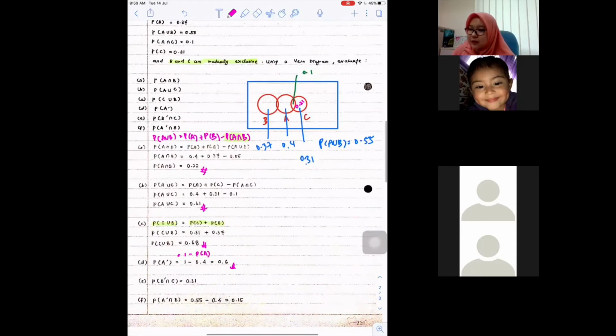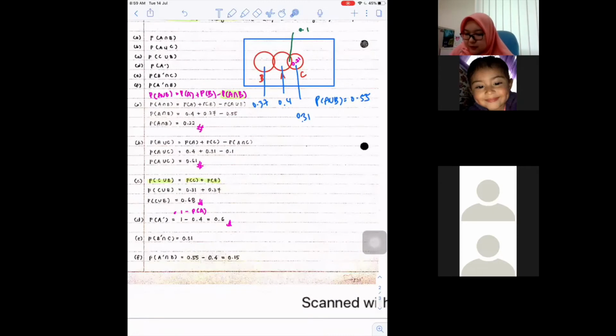Okay, next one, for E, P(B complement intersect C). So let's see here. This whole thing is your B, and outside of the ring of B is B complement. You want to intersect it with C. So the answer is the whole C. Just take the whole C, which is P(C), just now 0.31.